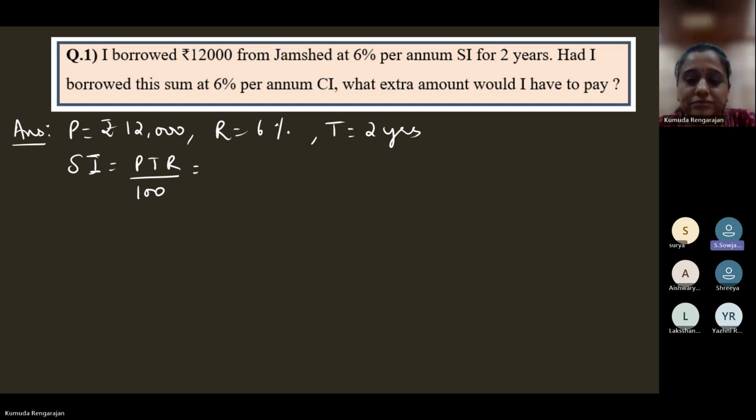Can I see the answer? It's 1,440. Correct. 1,440. Saujanya, is it? Yes, ma'am. Yeah, correct. 1,440.